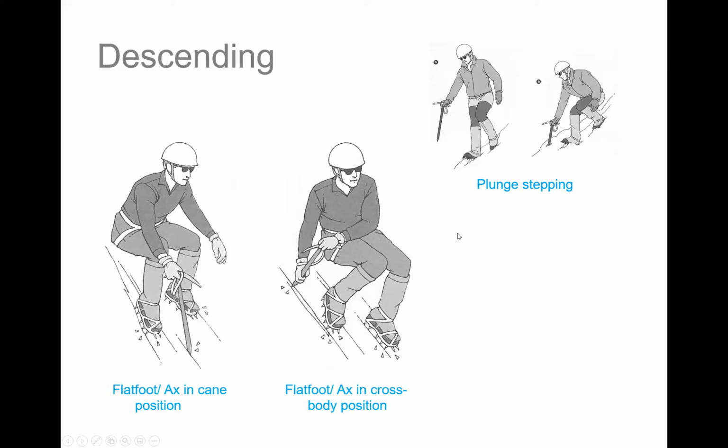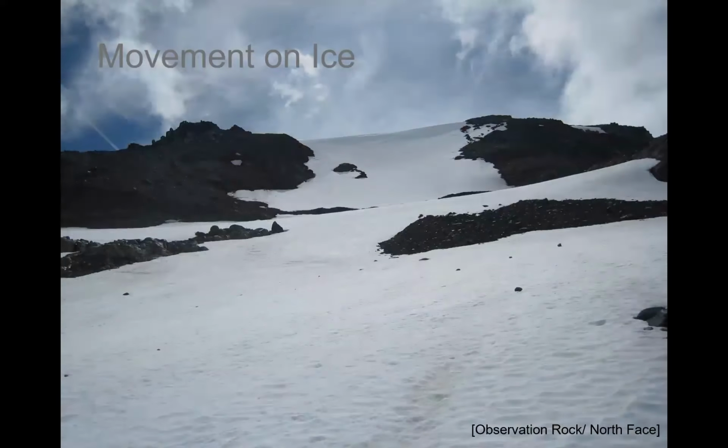Descending, we always want to face out. It just puts us in better control, and it allows us to have our footwork in the right way. Think about your plunge stepping, and coming down ice is very similar. Obviously, you're not digging your heels in, but you're basically Frenching with your crampons as you descend instead of the full heels. Nice picture of Observation Rock.